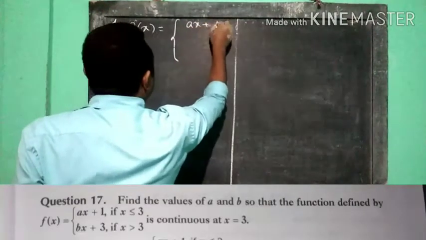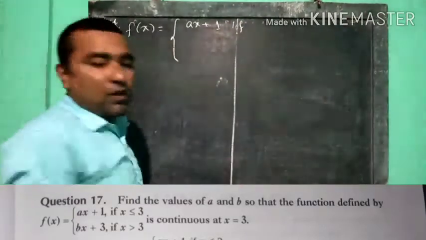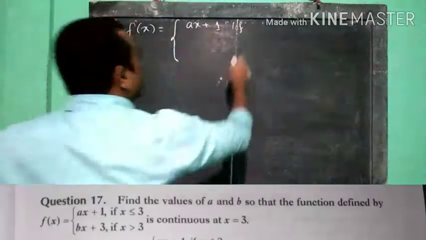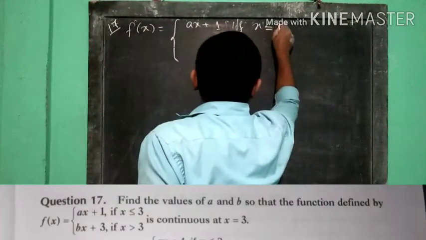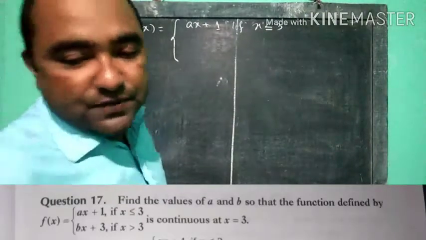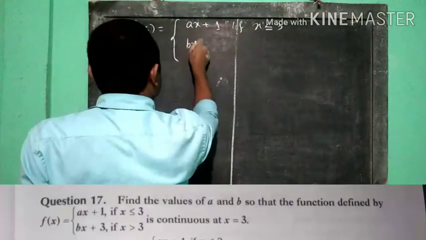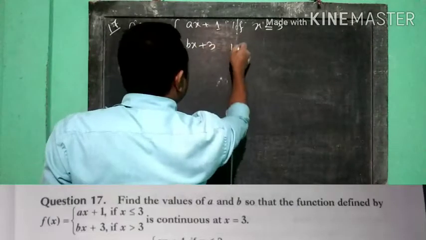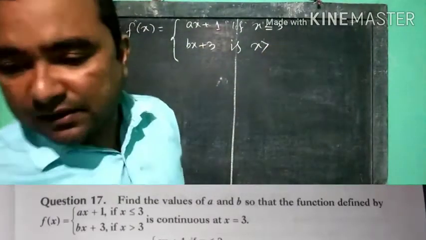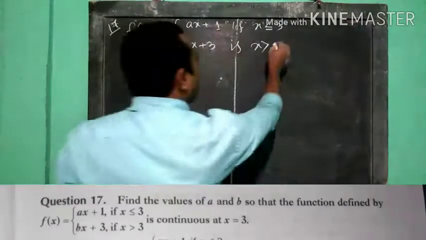The first function is ax plus 1, and the condition is if x is less than or equal to 3. The second function is bx plus 3, and the condition is if x is greater than 3.